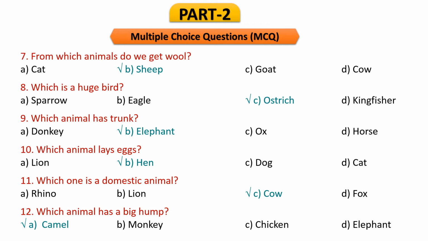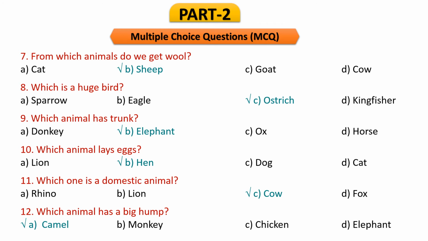Question number 10. Which animal lays eggs? Option A, lion. Option B, hen. Option C, dog. And option D, cat. We know that except hen, the other animals don't lay eggs. So the answer will be hen.